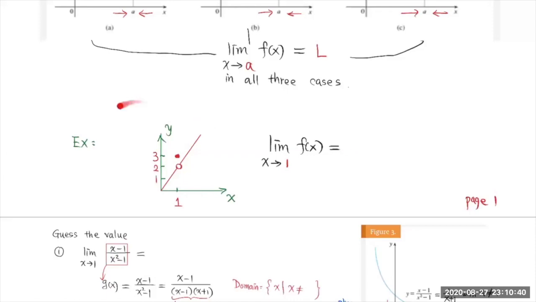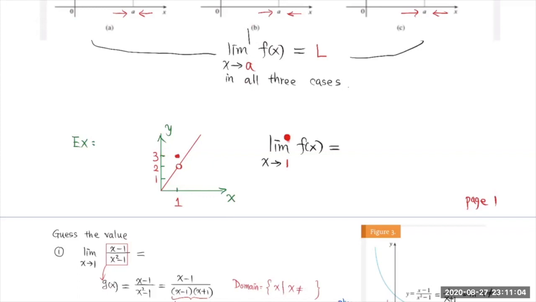Now take a look at this example here. So I give one more example. Over here, we have this function. There's a gap here. The function value when x equals 1 is actually equal to 3. So f of 1 will be equal to this 3 right here.